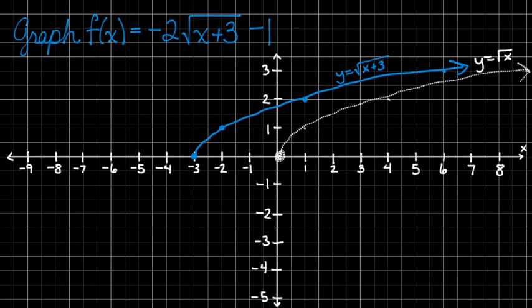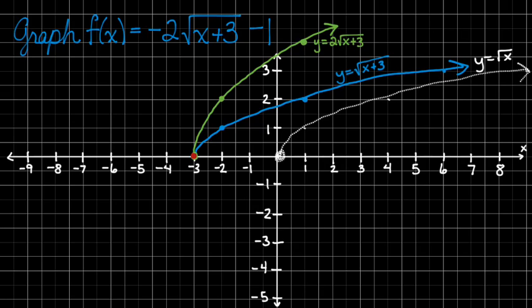Second thing we have to do is stretch it out so it's twice as tall. That means all the y coordinates of the blue curve are going to be twice as high. (-3, 0) doesn't change. (-2, 1) turns into (-2, 2). (1, 2) turns into (1, 4). And so I can connect those dots, and I'm going to get 2 times radical x + 3.